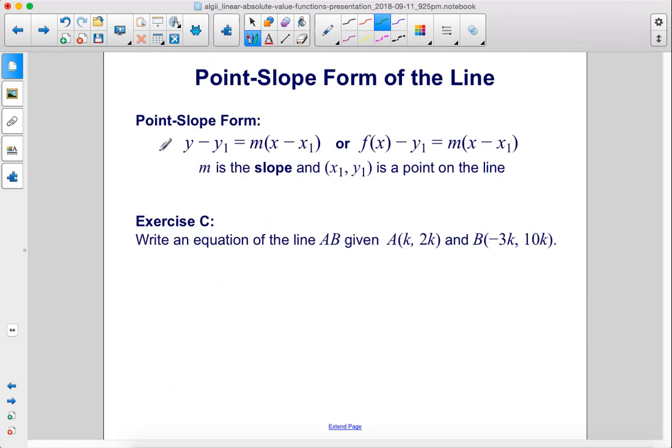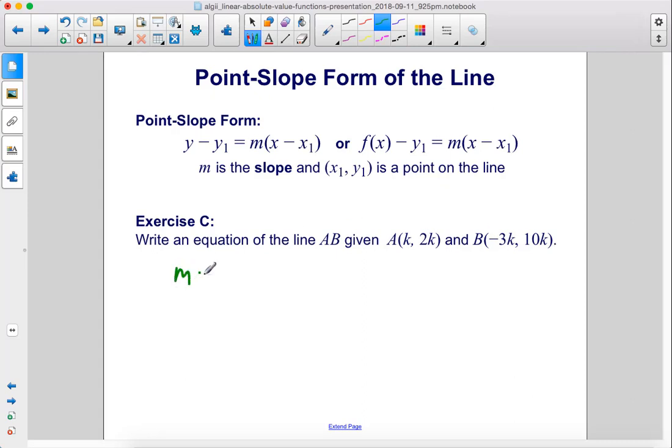Point slope form, y minus y1 equals m times x minus x1, or we can replace y with f of x, where m is the slope and x1, y1 is a point on the line. Exercise C. Write an equation of the line AB given point A is at k, 2k, and point B is at negative 3k, 10k. Alright, so we have 2 points here.